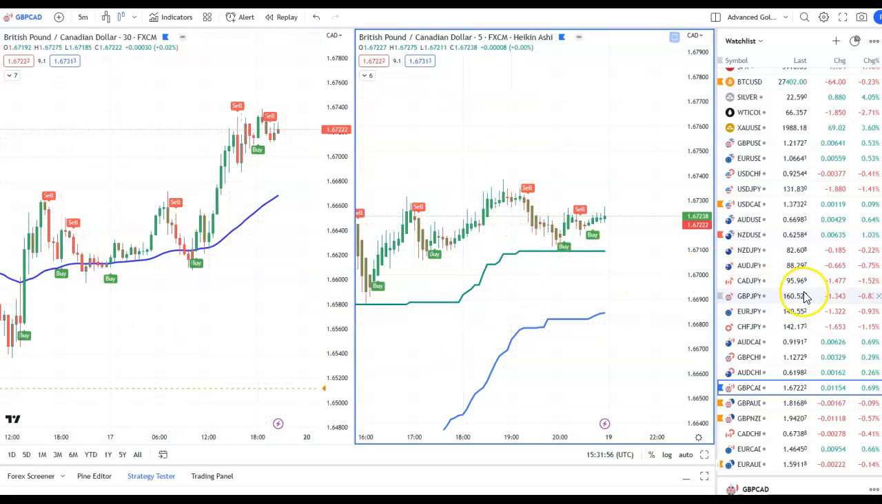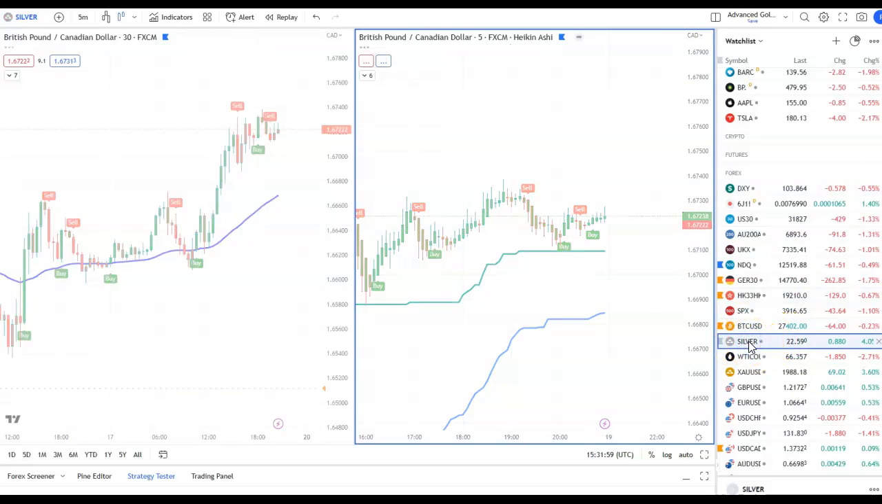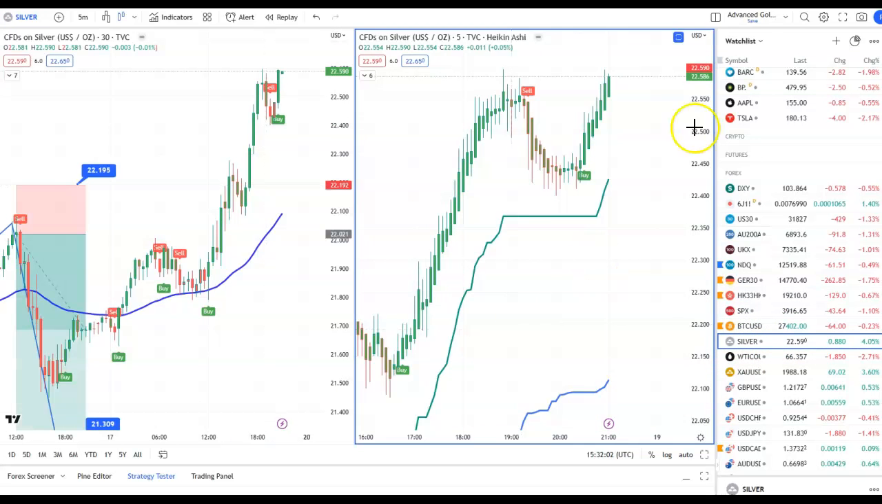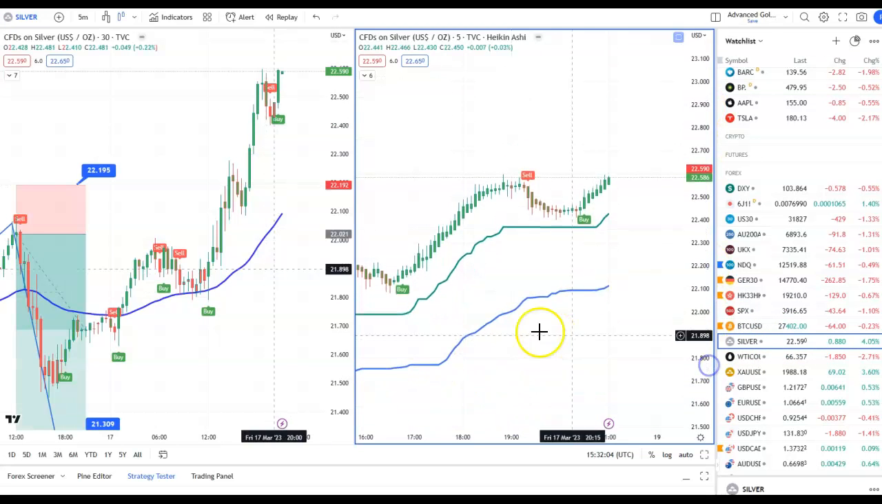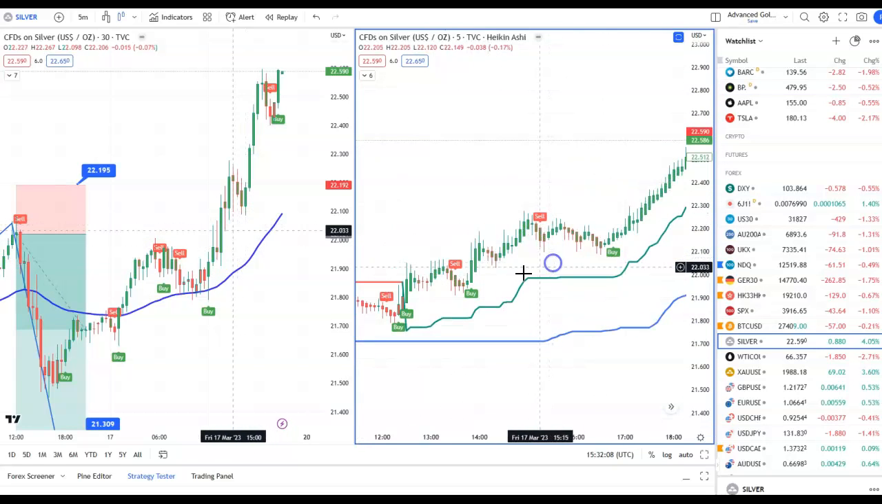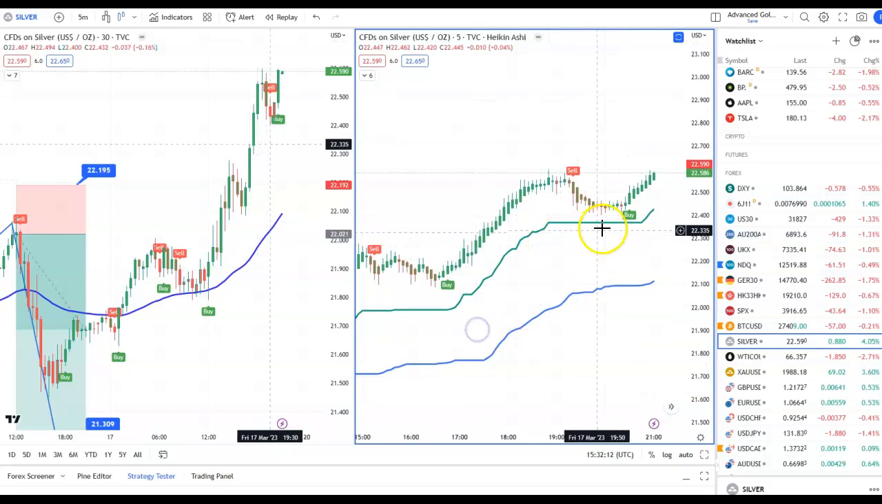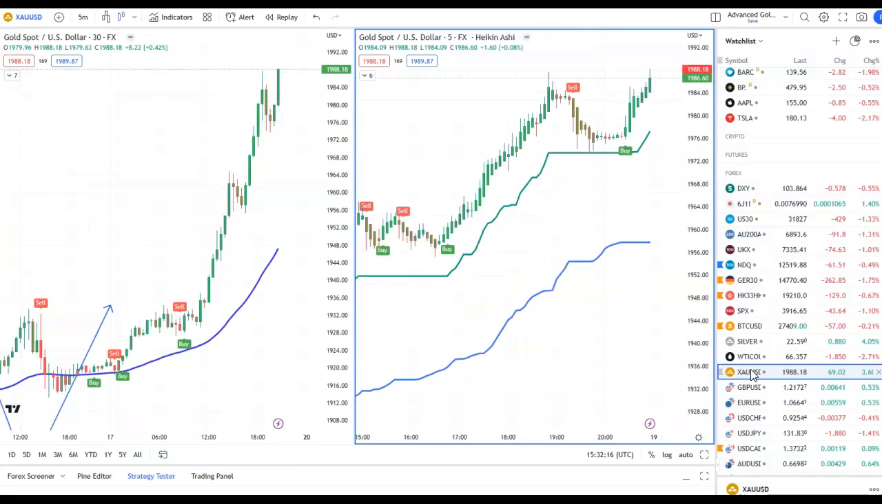This works on gold. This works on silver. Okay, you get the picture. So there was a move on silver. One there, one there, one there. Gold again. One there, one there, one there, and another one there.